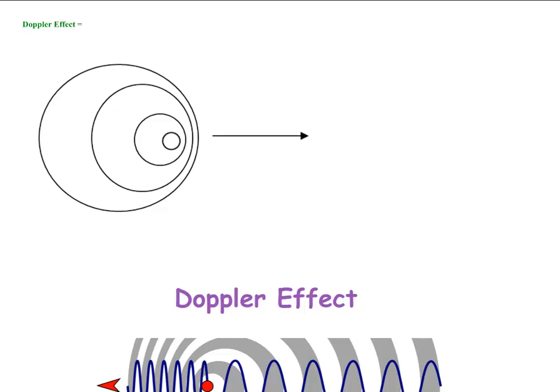Our next topic is going to be the Doppler effect. And the Doppler effect is a frequency shift that is caused by the relative motion between the source of a sound and the detector of the sound.